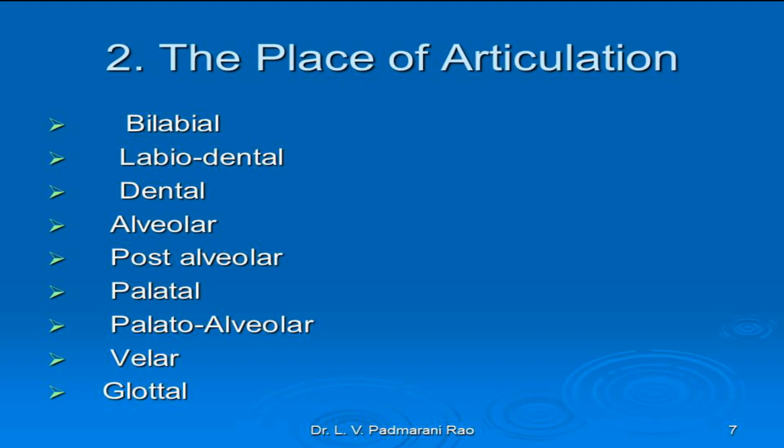So the place of articulation gives the names of bilabial with the two lips, labiodental with the lips and the teeth, dental with the teeth, alveolar with the teeth ridge or the alveolar ridge, post-alveolar with the posterior portion of the alveolar ridge, palatal with the hard palate, palato-alveolar with the alveolar ridge and the hard palate, velar with the soft palate, and glottal with the glottis.